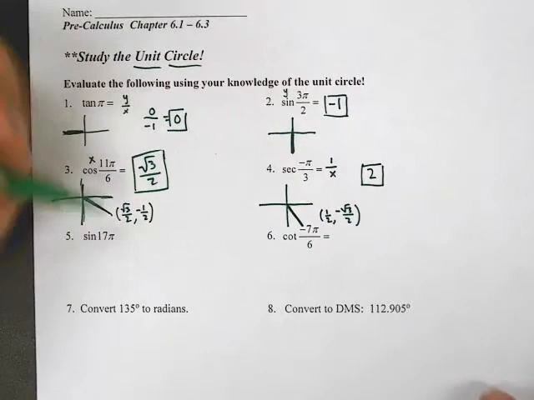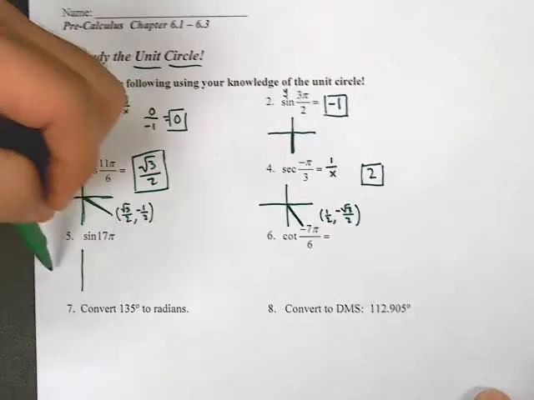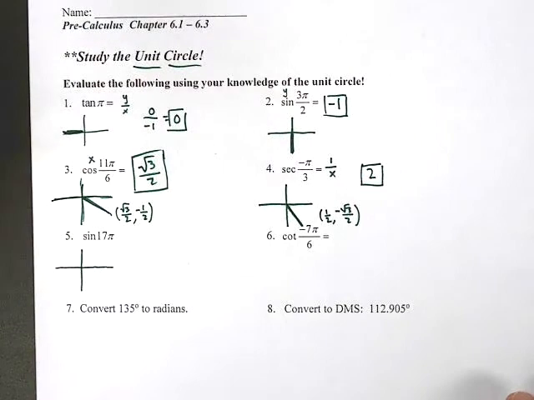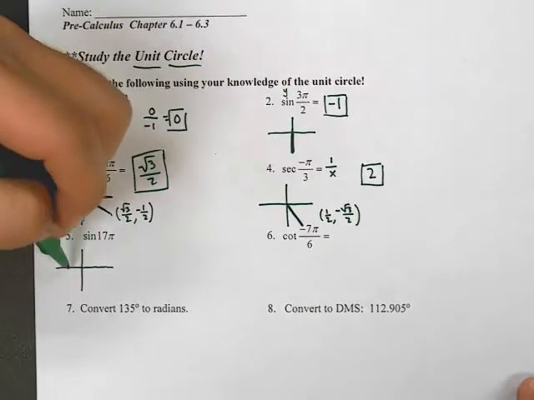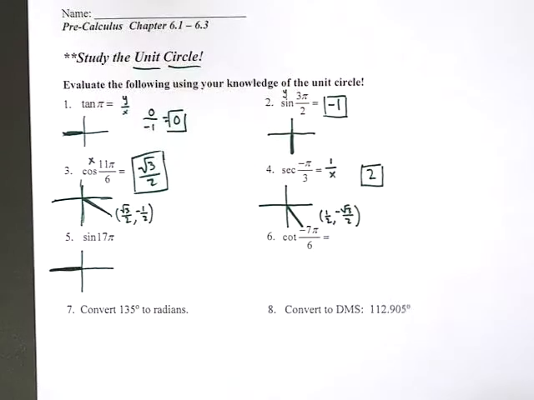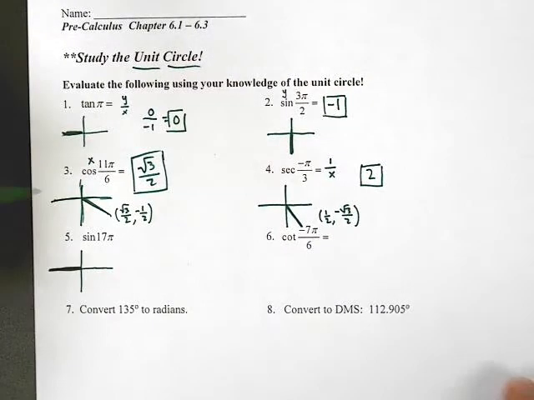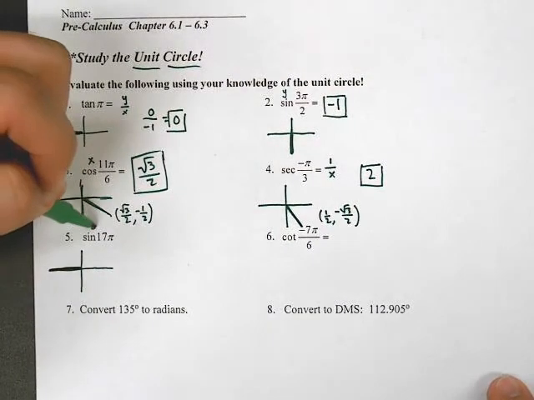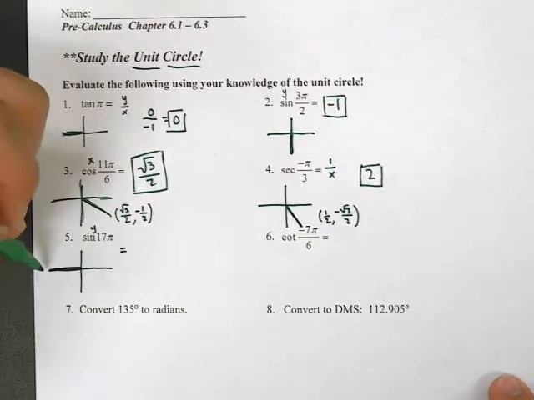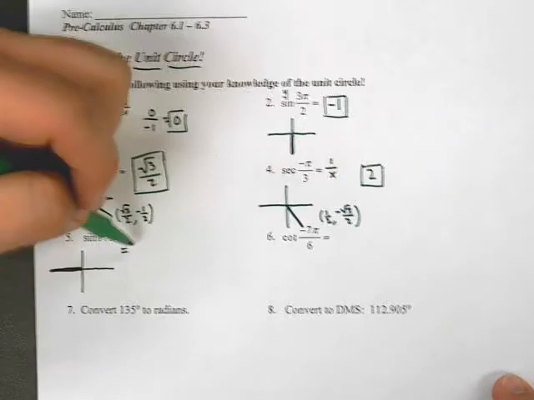Sine 17 pi, okay. We kind of need to just do some thinking here, right? We know that if we're at 0 here, pi, 2 pi, 3 pi, 4 pi, it turns out that all of the odd coefficients of pi are going to be straight to the left. Okay, and then if we want sine, which is our y value, well, we know that the sine, or the y value, when we go straight to the left is just 0.